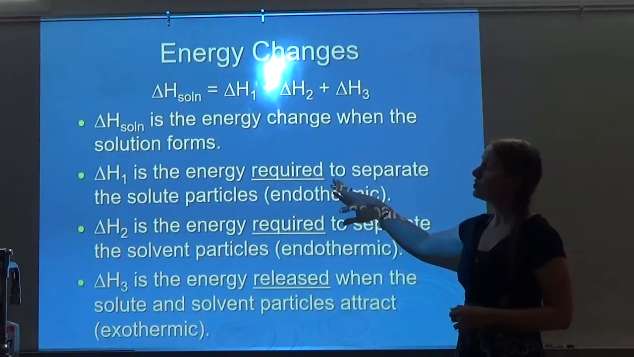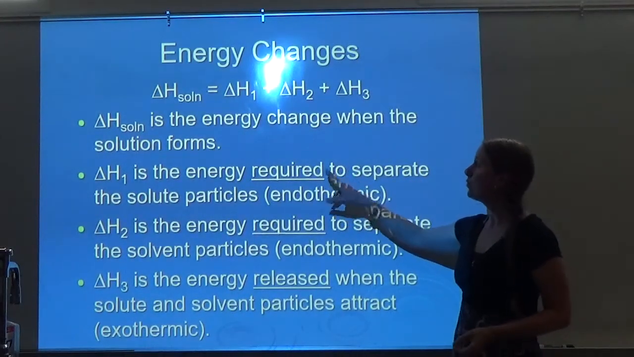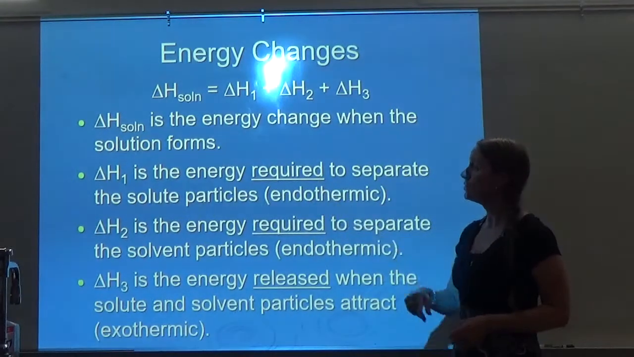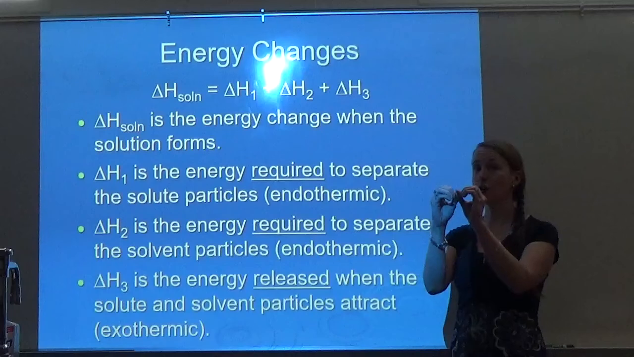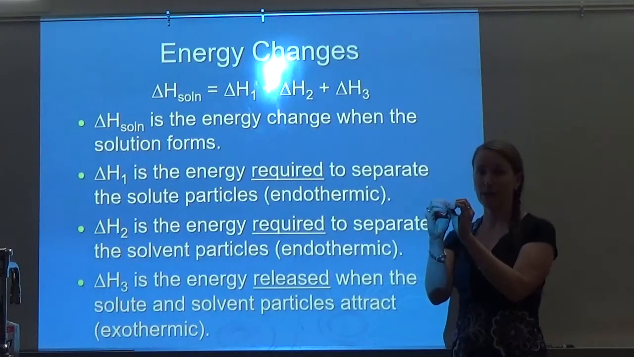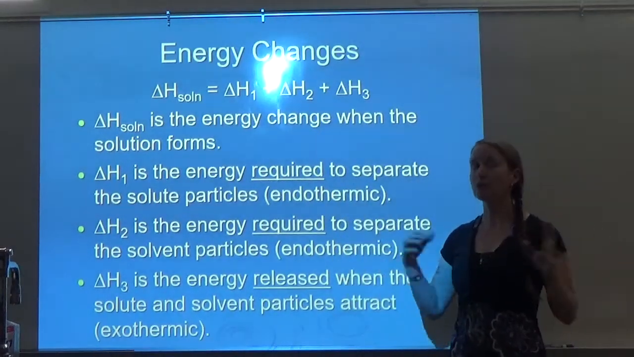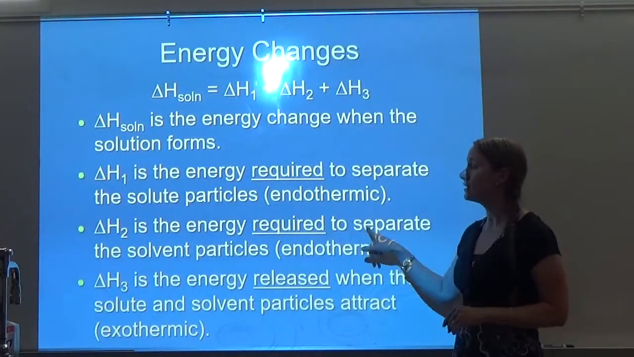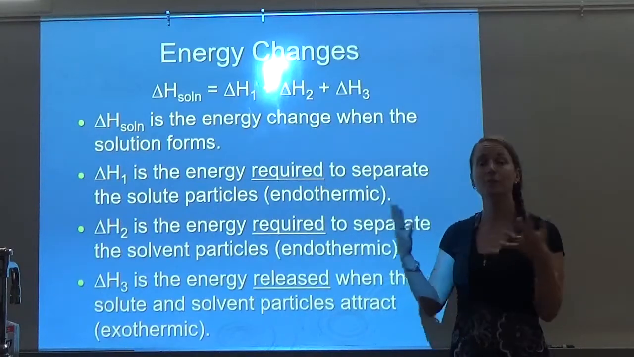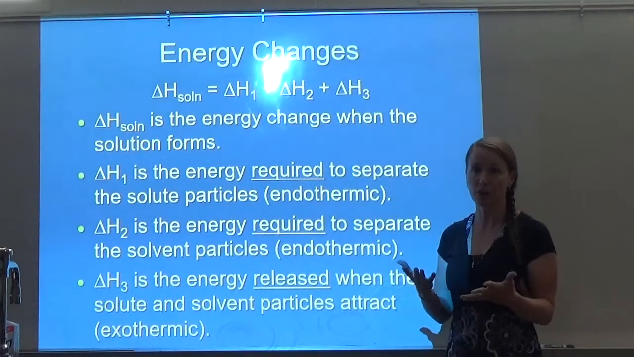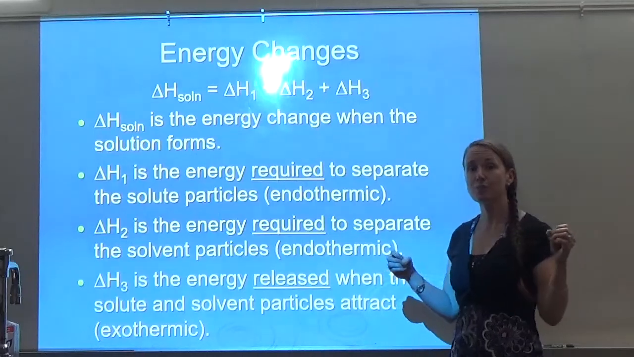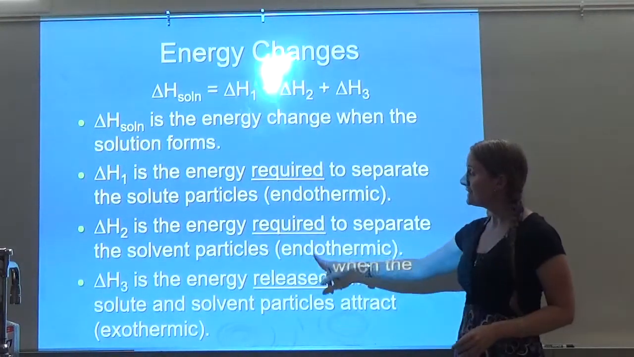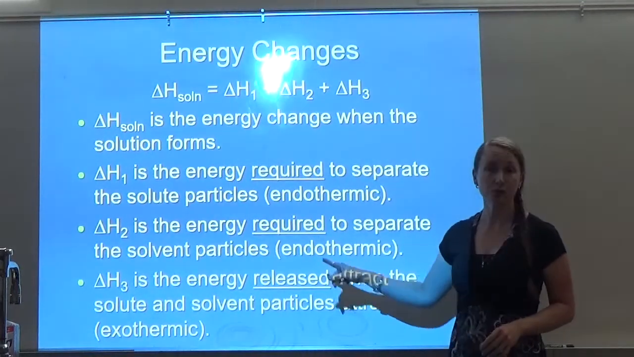Delta H sub 1 is the energy required to separate the solute particles. Since it's energy required, that's an endothermic process because the solute particles are attracted to one another, and to pull them apart requires energy. Delta H2 is the energy required to separate the solvent particles, because remember, water forms hydrogen bonding with each other. We have to break apart that hydrogen bonding in order for the solute and solvent to interact. Again, since this is required, this is an endothermic process.